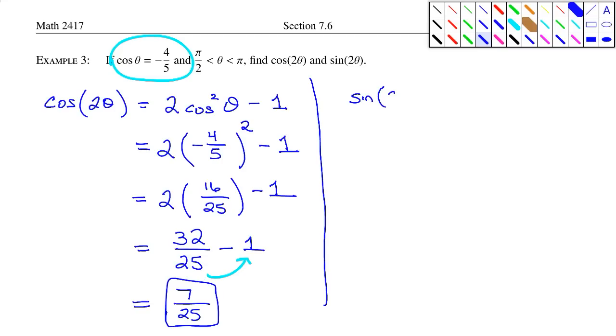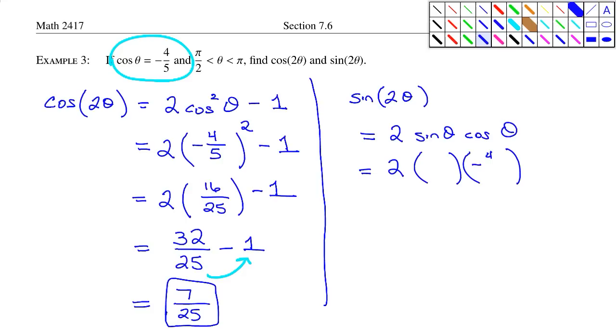Next, let's find the sine of 2 theta. Now this is much easier to handle because there's only one formula. It is 2 sine theta times cosine theta. We have the 2. We need the sine of theta. We don't have that yet. We'll have to figure that out. The cosine of theta is negative 4/5.